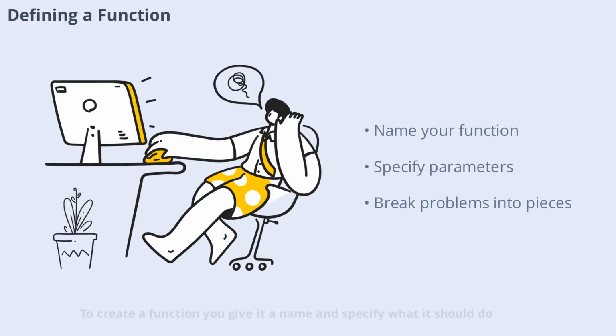To create a function, you give it a name and specify what it should do. You can also define what information, called parameters, the function needs to work. For example, a function called addNumbers might take two numbers as parameters and return their sum. Defining functions lets you break big problems into smaller, manageable pieces.